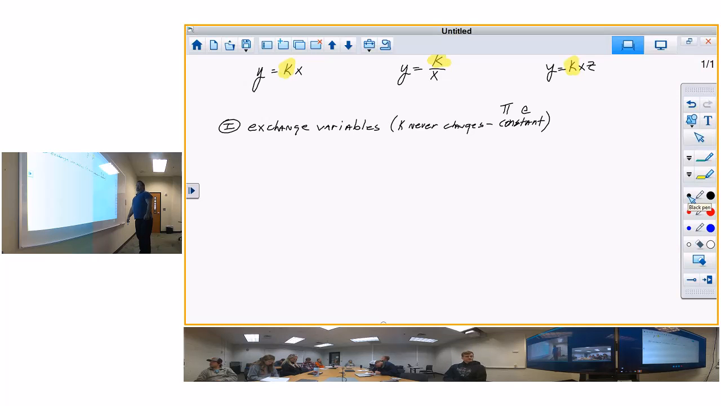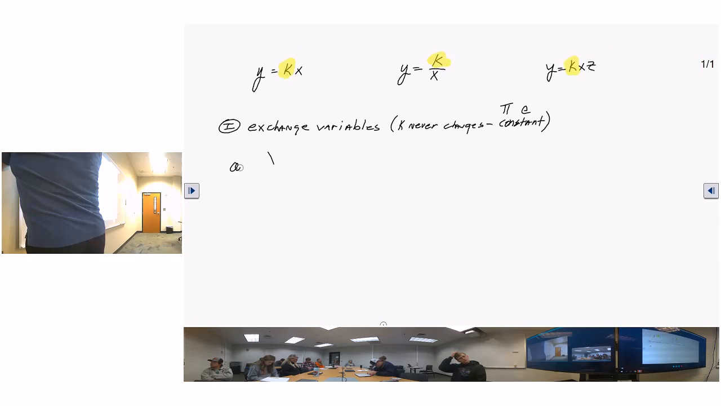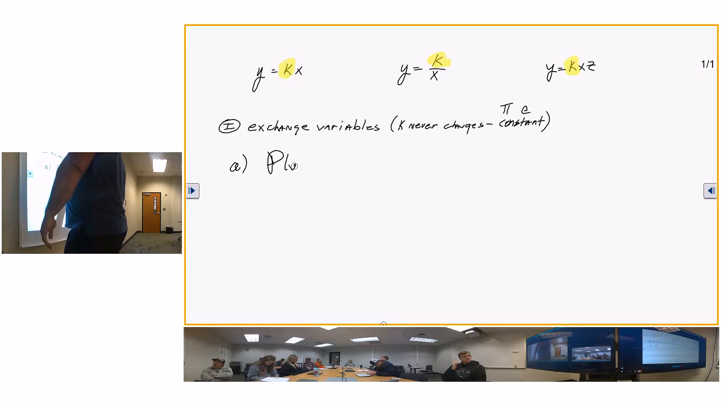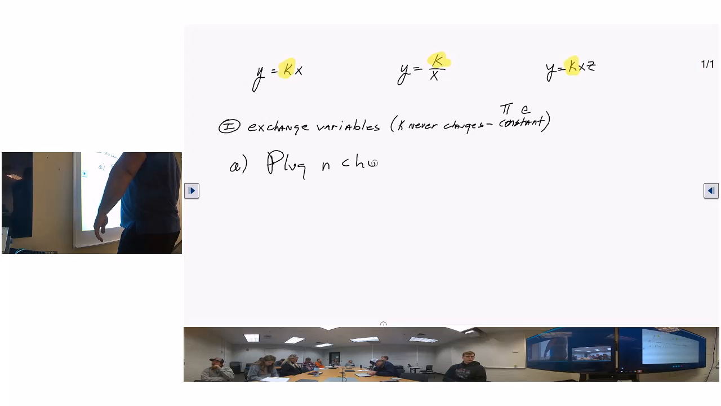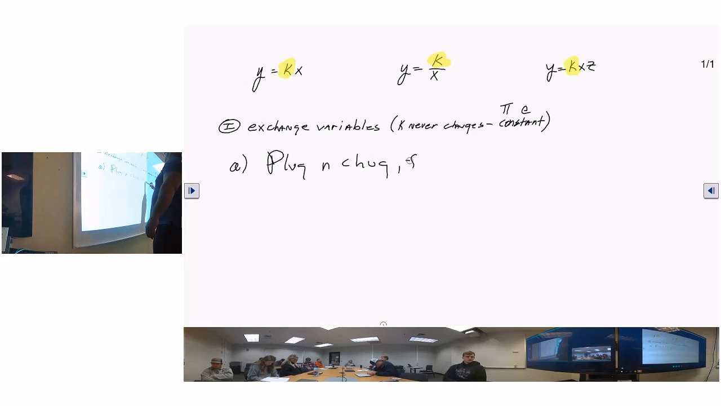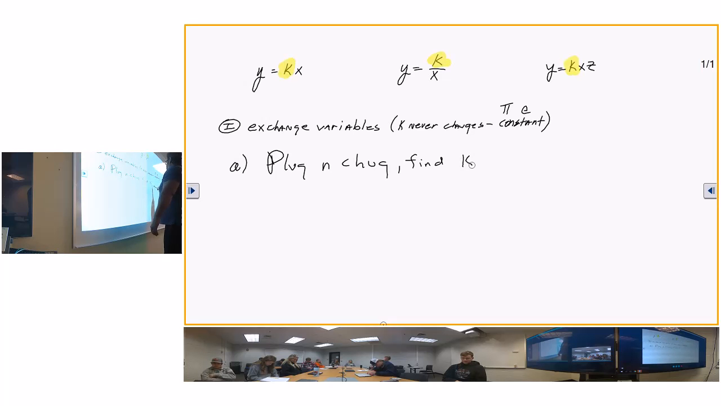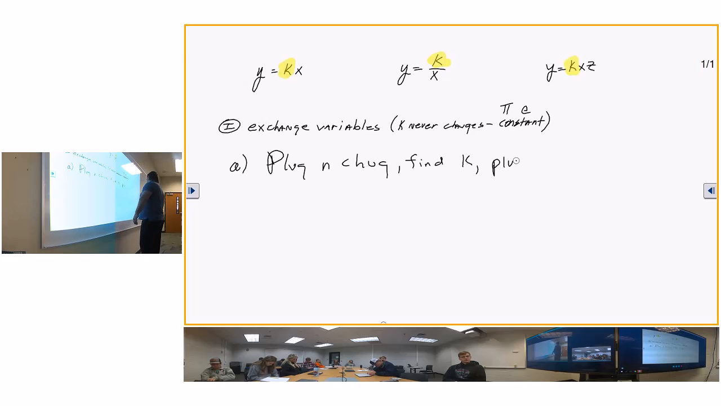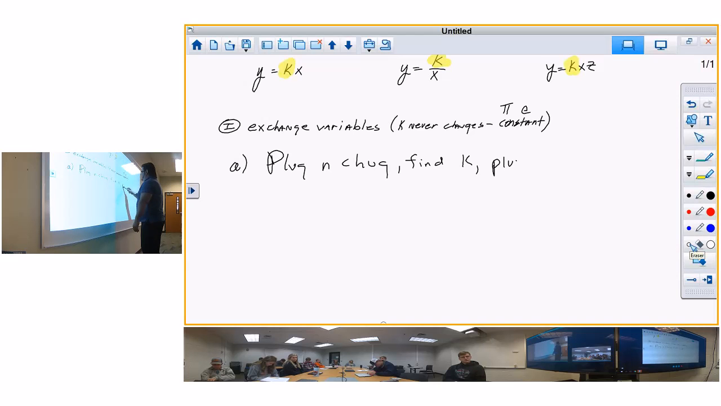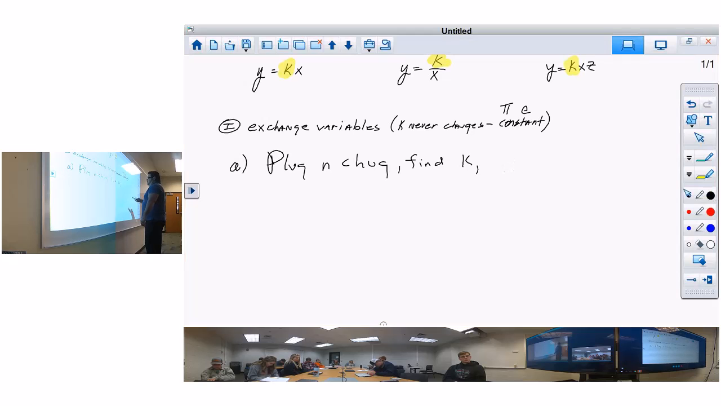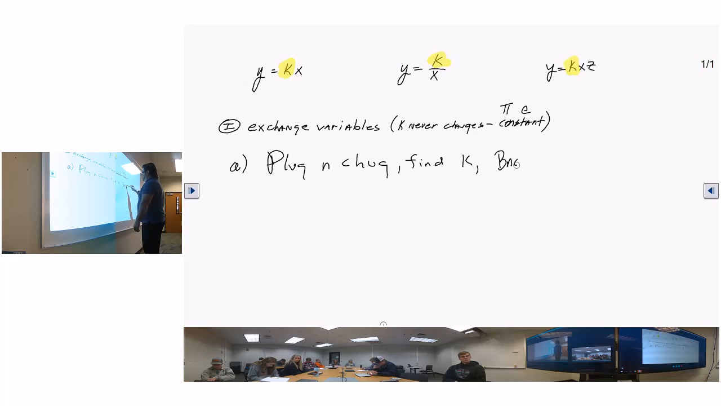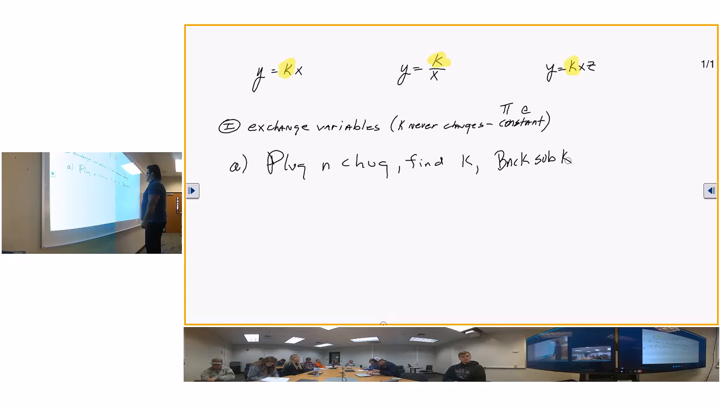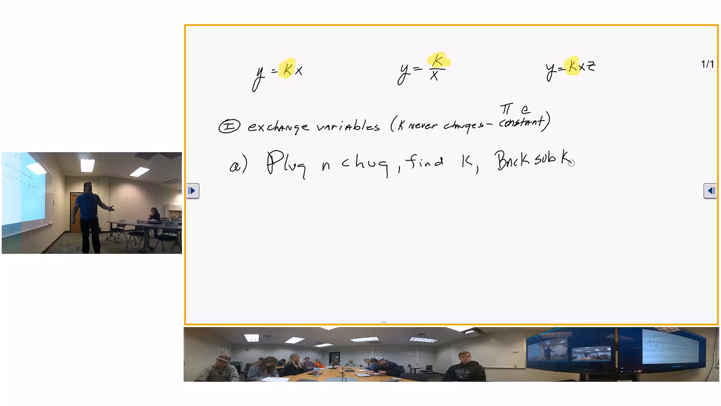Now, there's three types of problems. The first type, I'll just call it A, plug and chug. Usually, you're going to plug and chug, find K, and back substitute, because you're going to put K back into the problem. When you get through, you're going to get a problem that has K in it. That's what they just did in that problem.